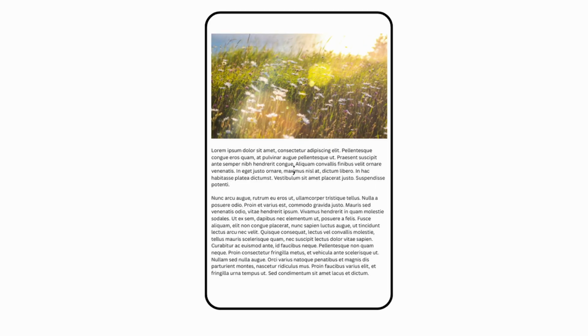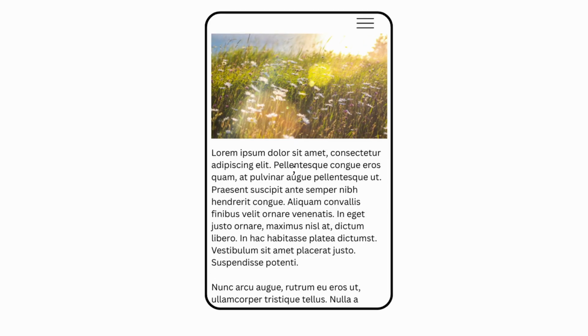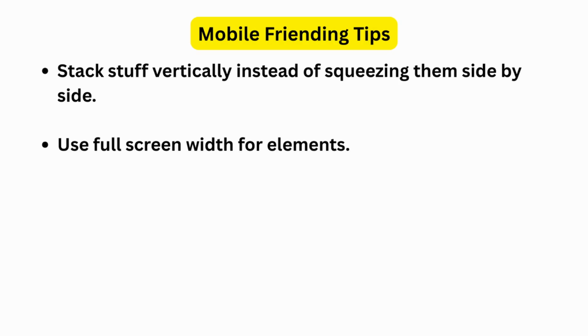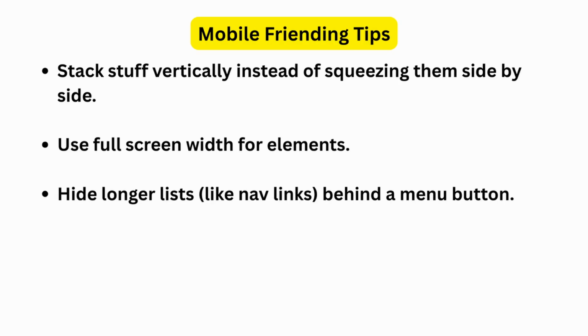Most people will look at the website on their phone, so design for that. Think vertical layout full with elements, big enough fonts, hamburger menu for the navigation bar. Then once that looks good, tweak it for wider screens. Some mobile friendly tips: stack stuff vertically instead of squeezing them side by side. Use full screen width for elements. Hide longer lists like navigation links behind a menu button and increase the font size.